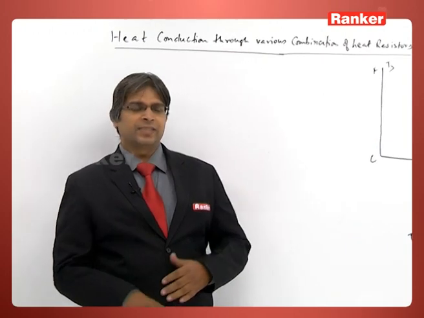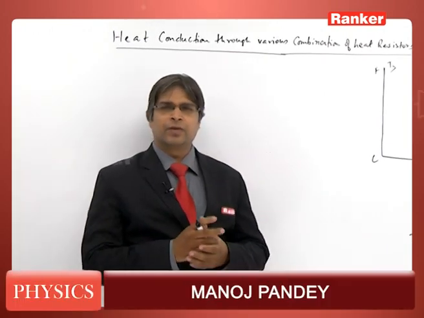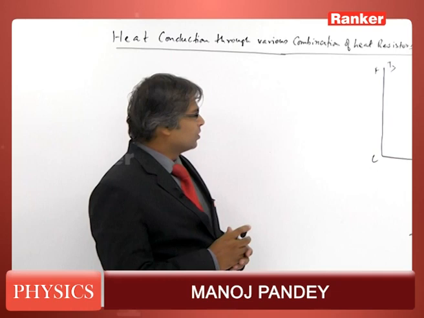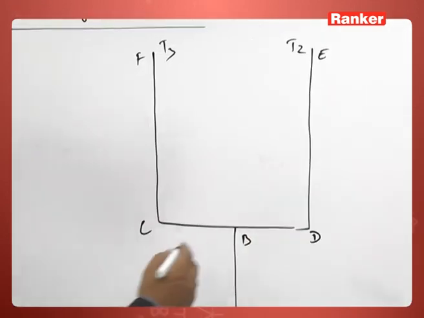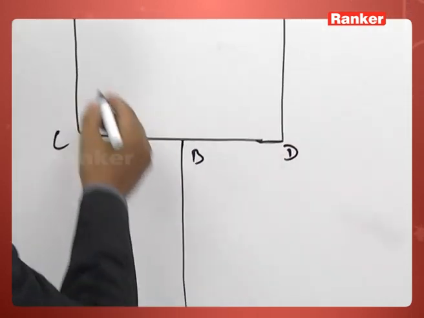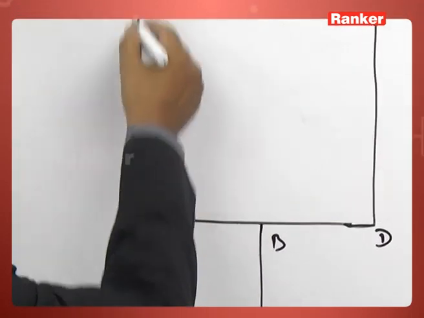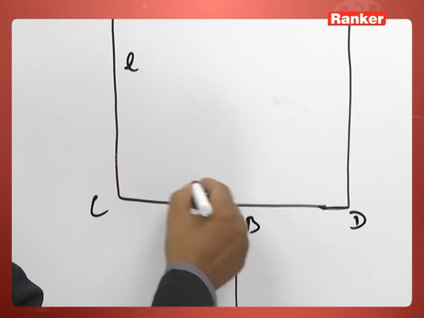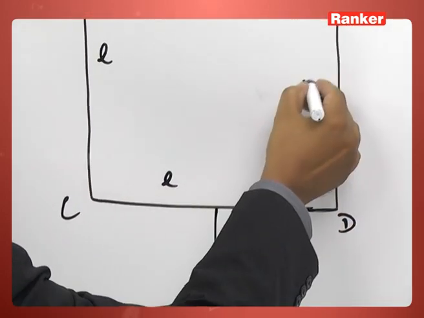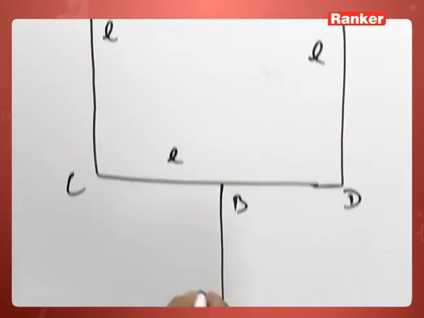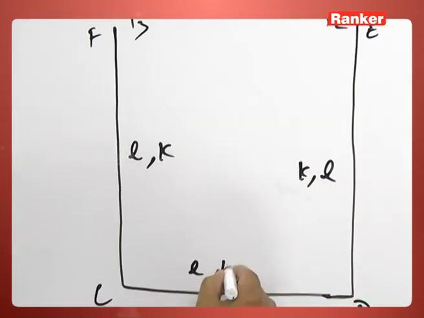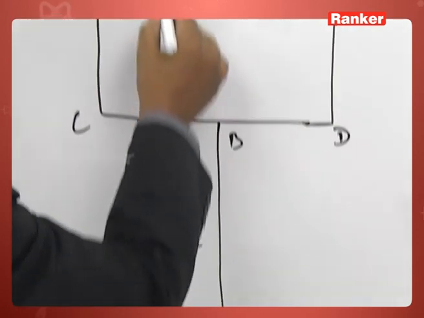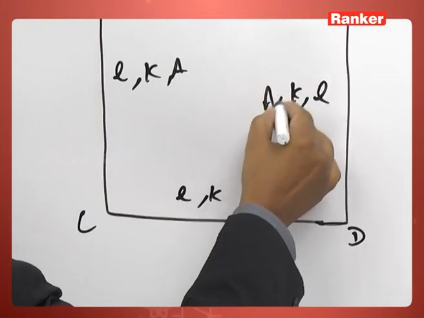Now, let us consider some various combinations of heat resistors. So, here we have a Y configuration. This side has length L, this is of length L, this is of length L, and this is of length L. All the rods have thermal conductivity K and they all have the same area of cross section A.